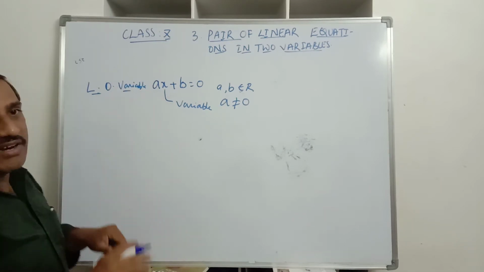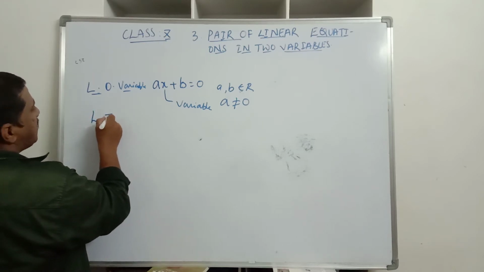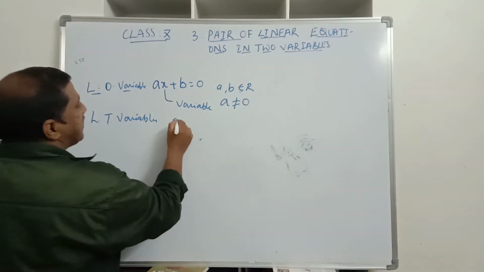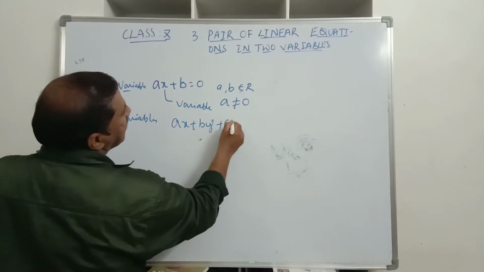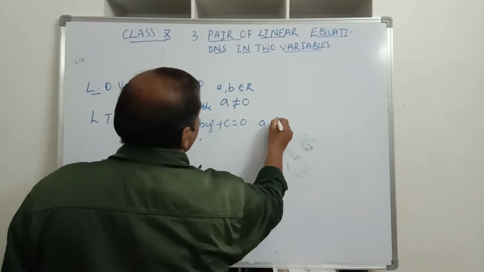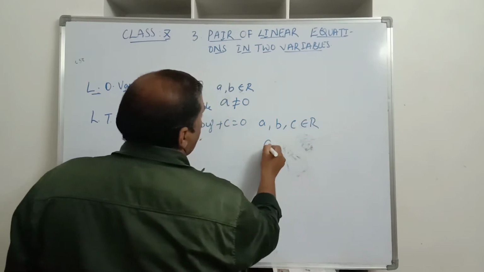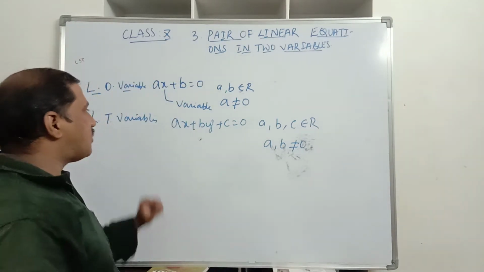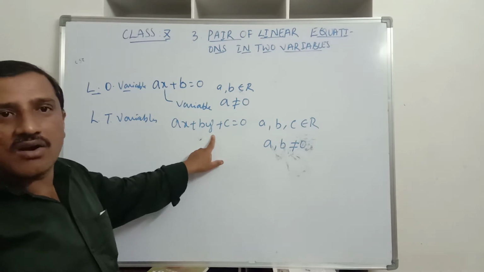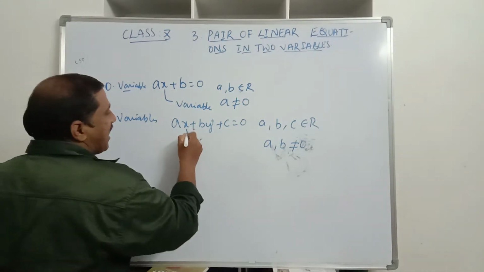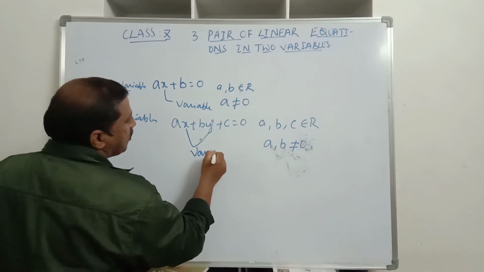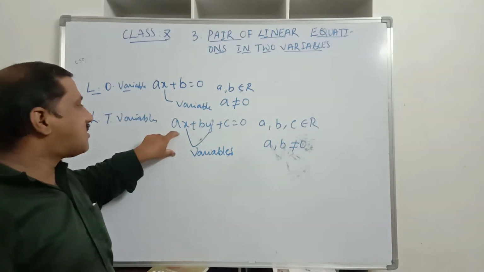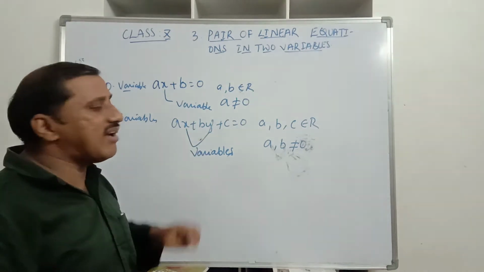Then what about linear equations in two variables? We studied linear equations in two variables in class 9th. That is Ax plus By plus C equals 0, where A, B, C belong to real numbers and A, B are not equal to 0. Both A is not equal to 0 and B is not equal to 0. This form of linear equation is known as a linear equation in two variables. Here X and Y are both variables. So this is the standard form of a linear equation in one variable, and this is the standard form of a linear equation in two variables.